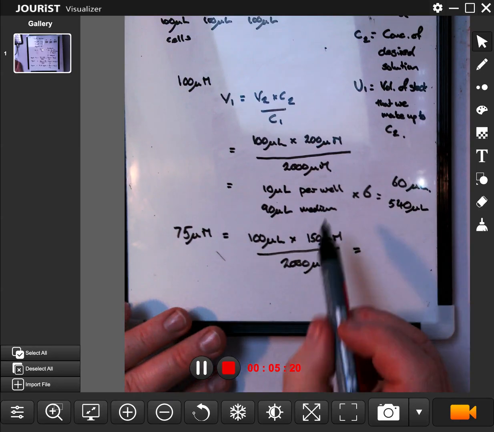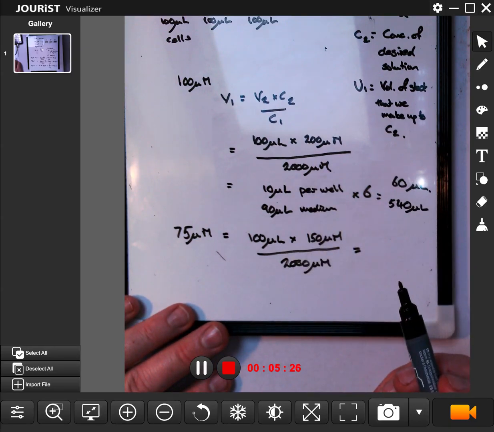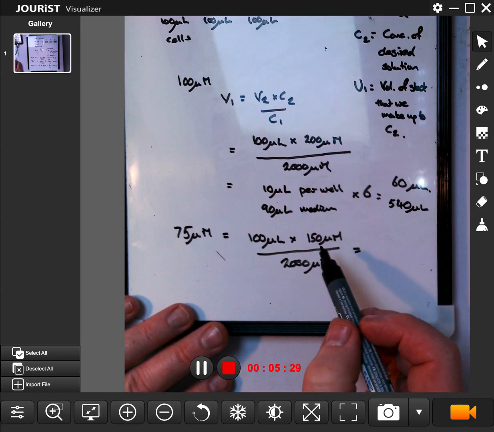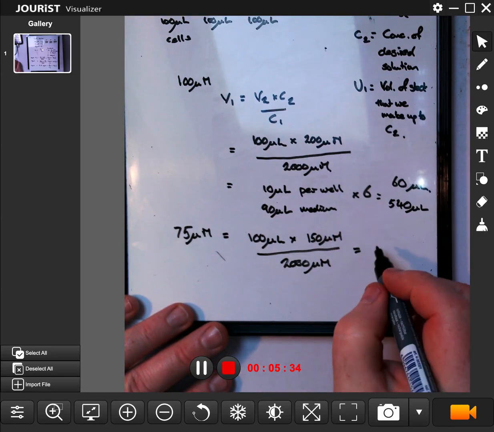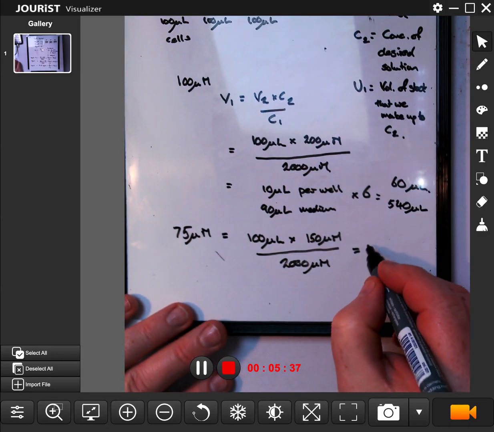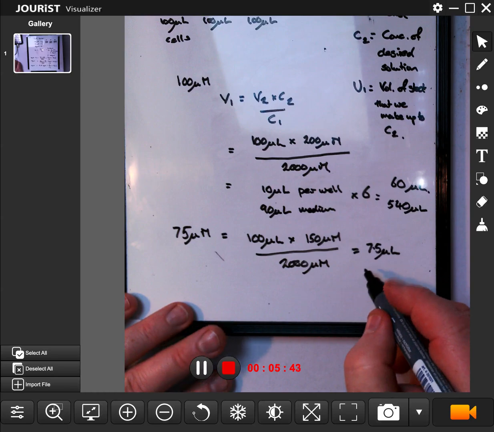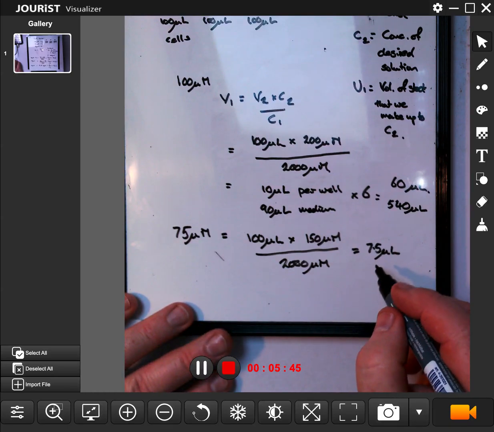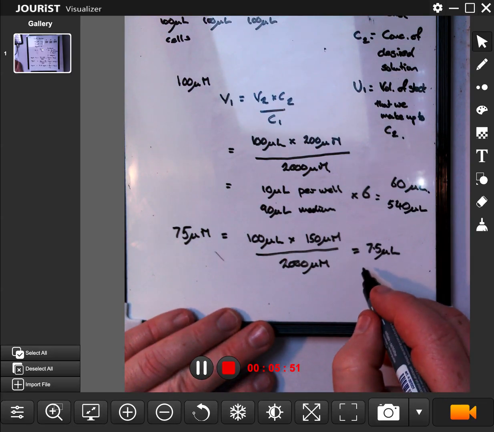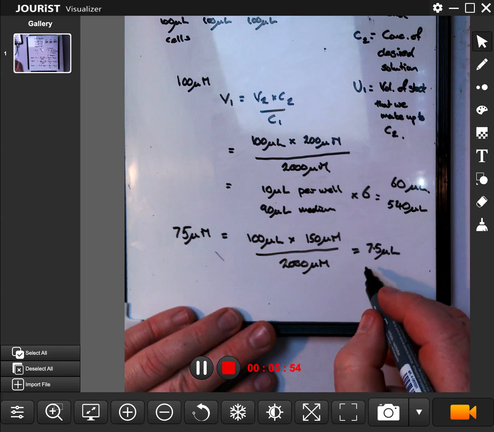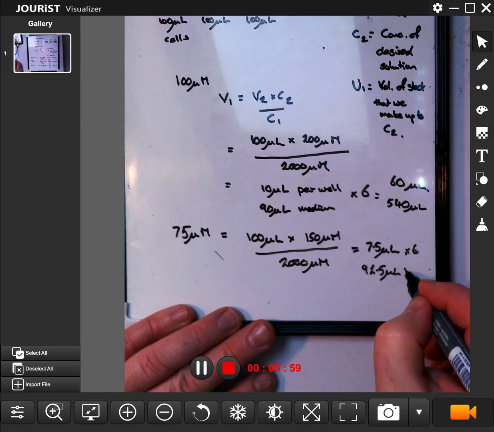So the difficult bit is actually making sure we're working in the same units throughout and converting between them. The difficult bit is also thinking through what's going to be in the wells. So that's multiplying that up by 2. If we do that little sum, that gives us 7.5 microliters per well. Of course, we need to make that up, so that's going to be 92.5. Multiply that by 6.